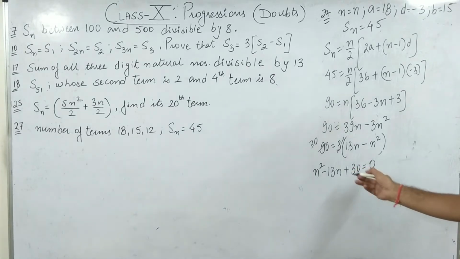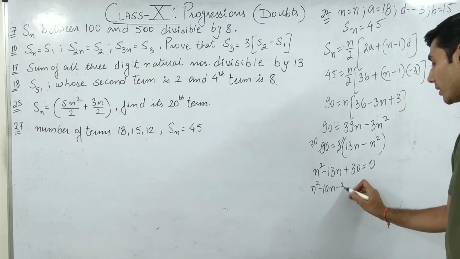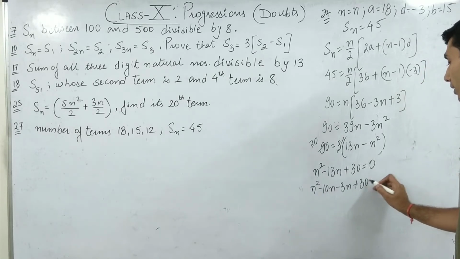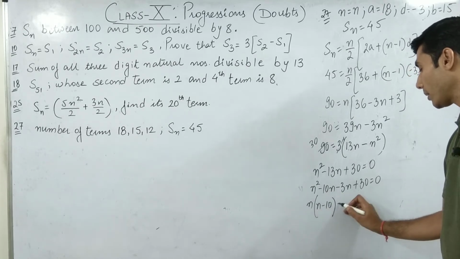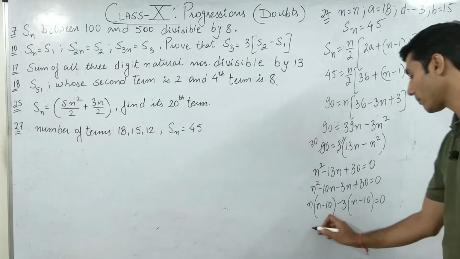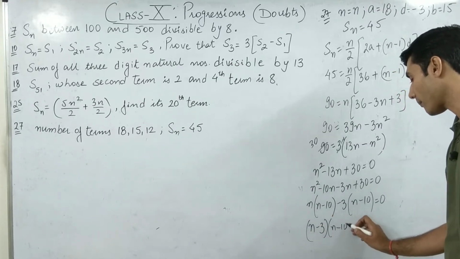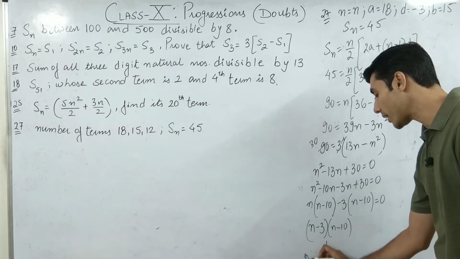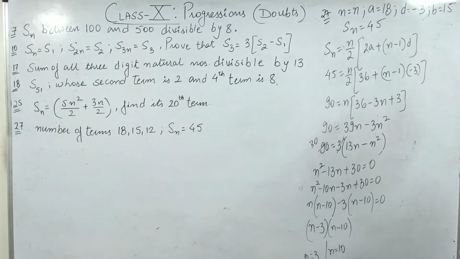Common sense, guys, the factors are 10 and 3. It can be seen over here. So n square minus 10n minus 3n plus 30 should be equal to 0. Taking n common, n minus 10, and taking 3 common, n minus 10. So (n minus 3)(n minus 10) should be equal to 0. Or guys, n should be equal to 3 or n should be equal to 10. So there are always going to be two numbers in a quadratic equation, and it's going to be 3 or 10.